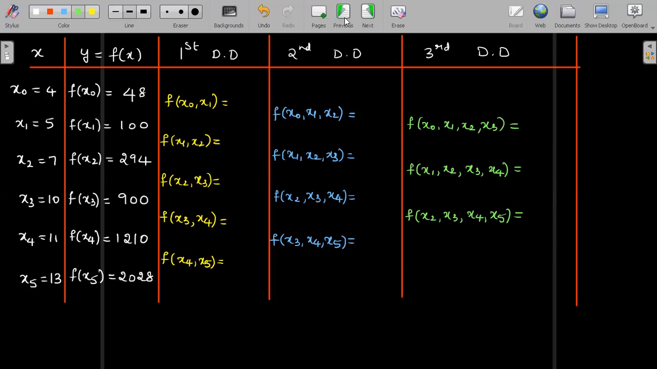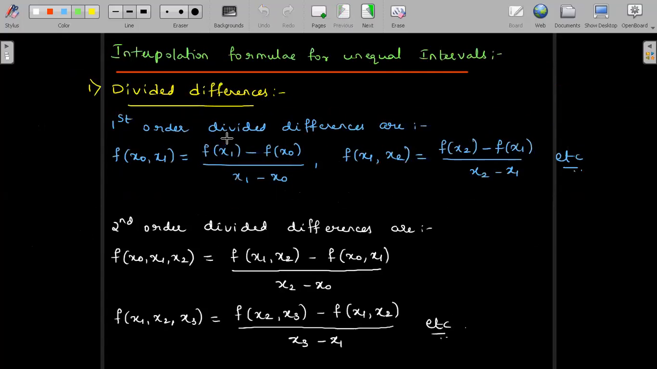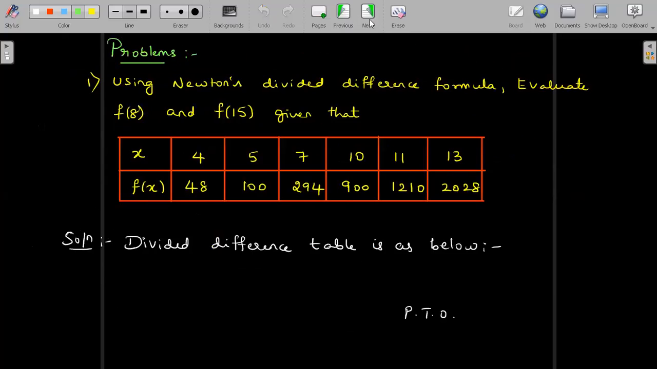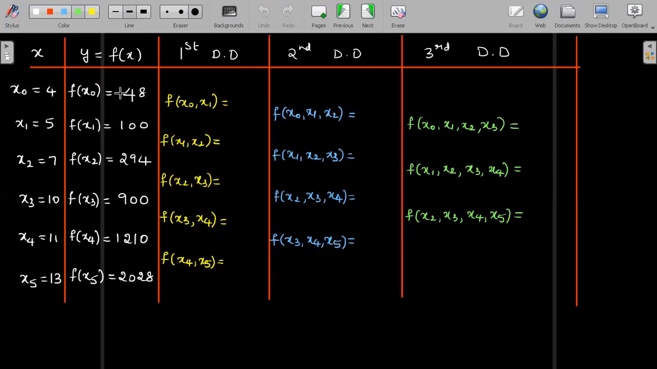The definition says that it is f of x1 minus f of x0 divided by x1 minus x0. So the very first value here will be found by 100 minus 48 divided by 5 minus 4. 100 minus 48 is 52, divided by 5 minus 4, which is 1. So 52 divided by 1 will give us 52 itself.